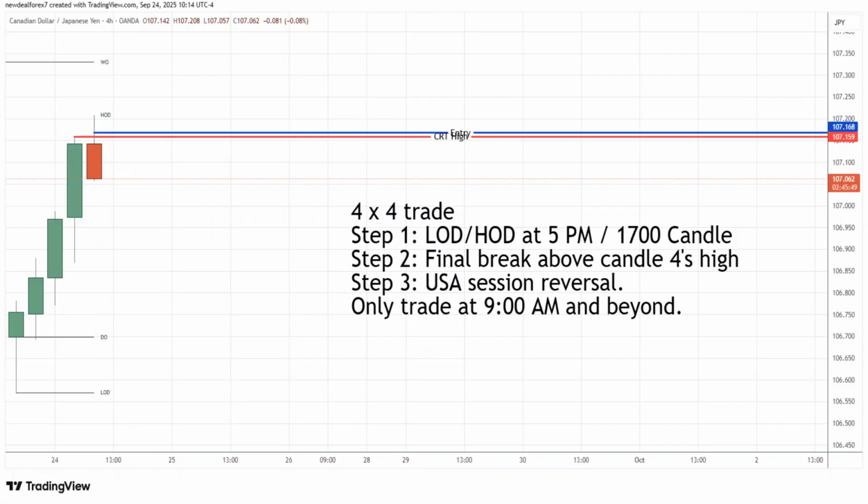So again, step 1, we look for the low of day, ideally at 5 p.m. or 1700, which is right here. So the low is created, boom, price goes up. It continues to go up for the next 4, 8, 12, 16 hours. So there's 16 hours of rise. And then all we need is just a little bit of a retracement. We're not looking for a trend reversal or anything like that, just a little bit of a pullback during the USA session to give us some consistent profits.